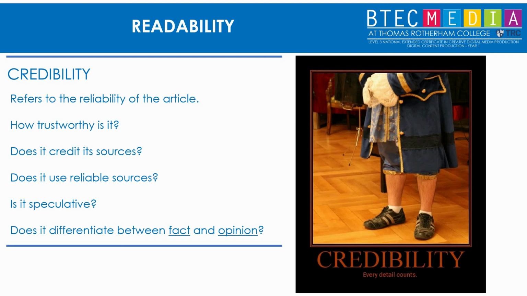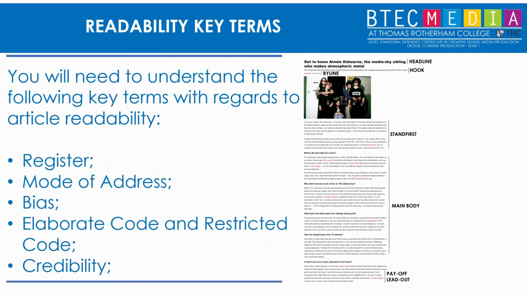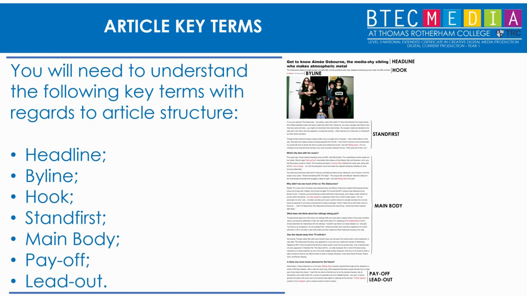These are the things that you need to be considering when you write any piece of journalism. You've got to be thinking about the structure: the headline, the byline, the hook, stand first, main body, payoff, and lead out. Are they in the right place? Do they serve the purpose?